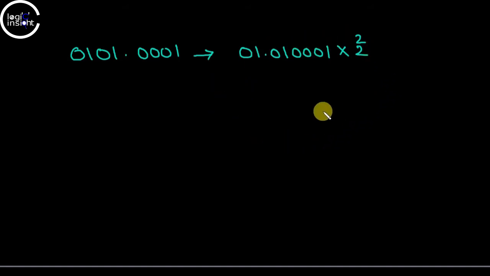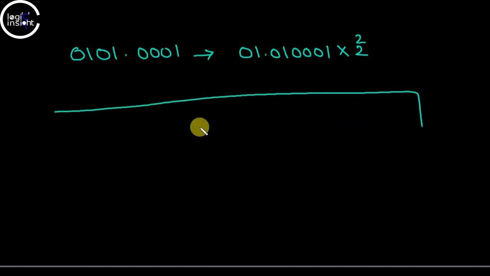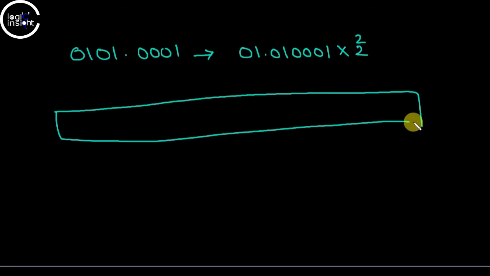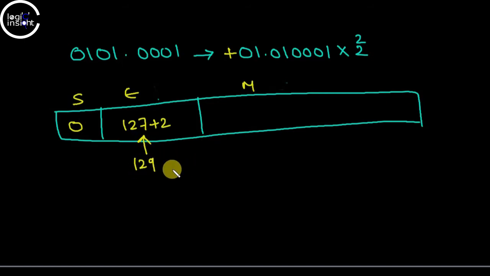Now we know that in floating point representation we have three parts: sign, mantissa and exponent. Since it's a positive value, we store 0 in the sign. The exponent should be biased, so 127 plus 2 is 129. So in the exponent there will be the binary equivalent of 129. Then in the mantissa the remaining part will be stored: 010001, and the remaining bits are 0. So this is how we represent it.